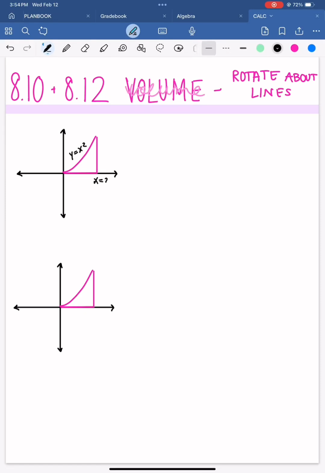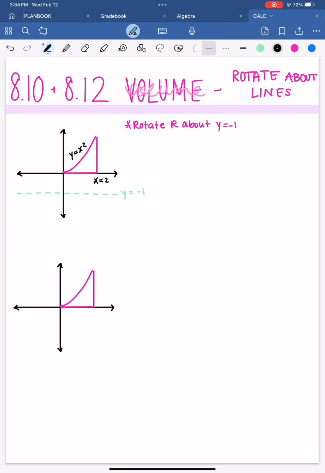Today we're going to talk about 8.10 and 8.12. So we are going to be finding the volume of a solid where we rotated about a line. So you can go ahead and look at this first example. I have the region bound by y equals x squared, x equals 2, and the x-axis. And we're going to rotate it about the green line, y equals -1. So it's a horizontal line.